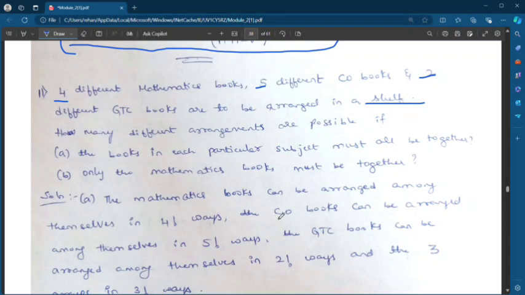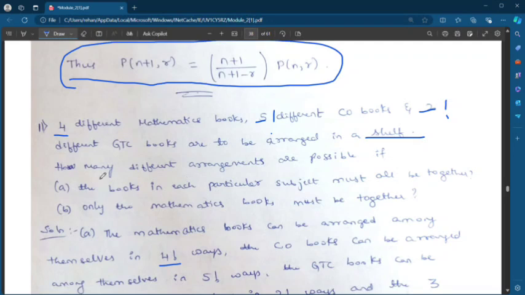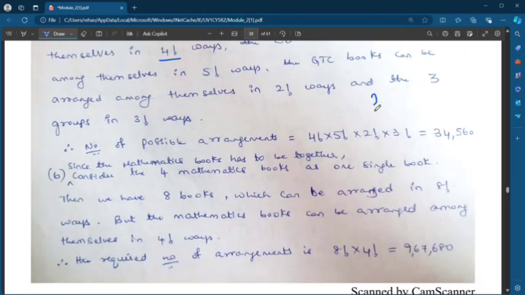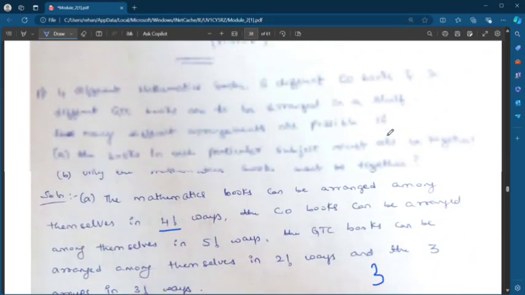So here, the mathematics books can be arranged in 4 factorial ways, the CO books can be arranged in 5 factorial ways, and the GTC books can be arranged in 2 factorial ways. Now they have said this can also be arranged as groups in 3 factorial ways, the 3 groups in 3 factorial. All subjects must be together, so each will become 1. So totally I have 3 groups itself, 3 book types.